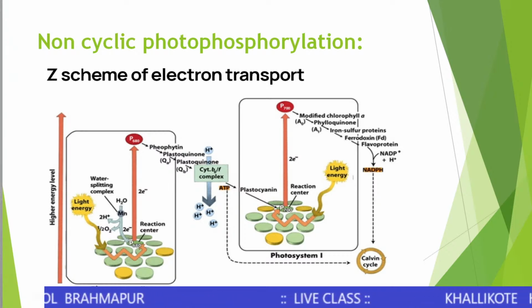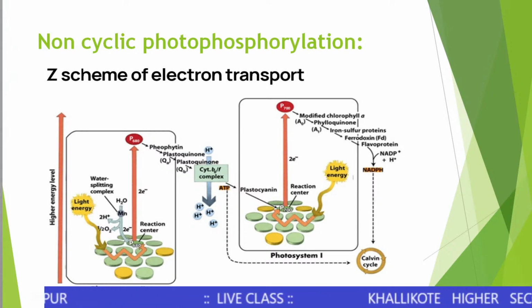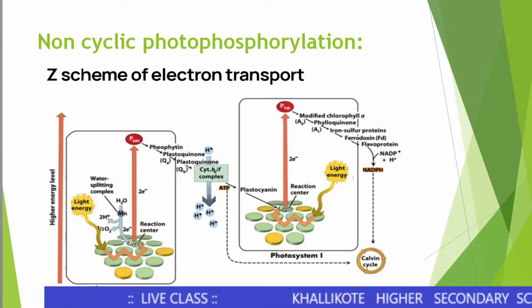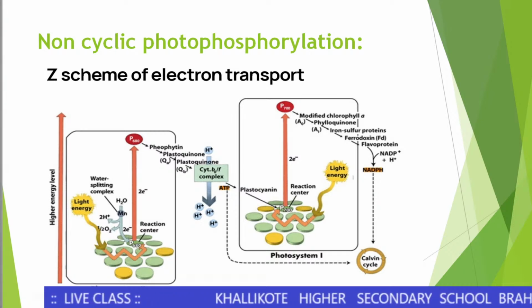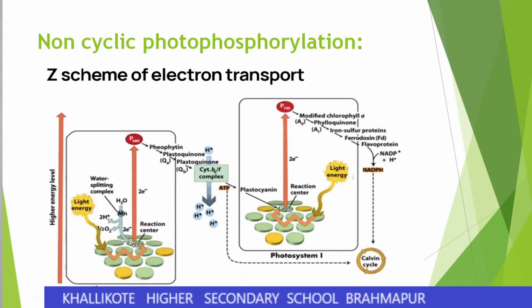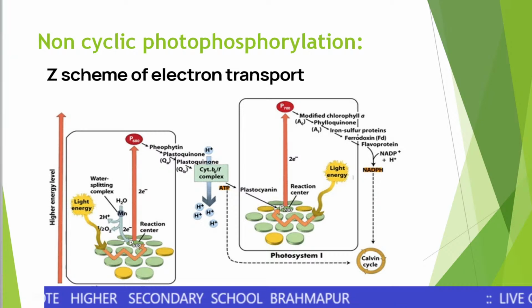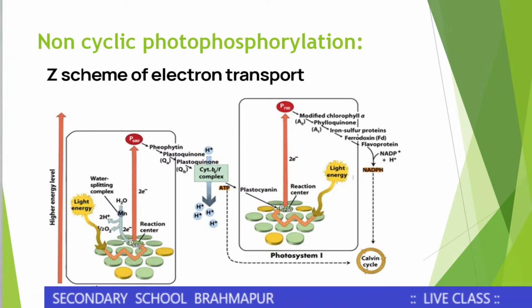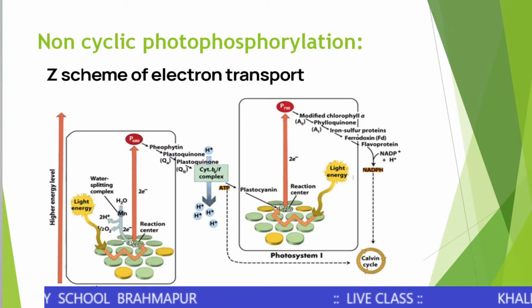So the ATP molecules and the NADPH molecules will be utilized in the dark phase of photosynthesis, where carbon dioxide fixation into glucose takes place, whereas the oxygen that is formed here is liberated out.